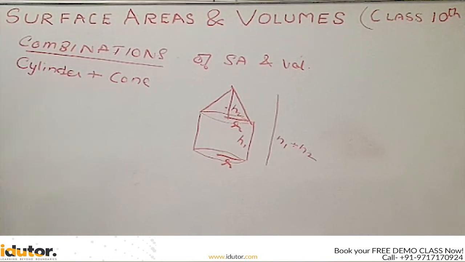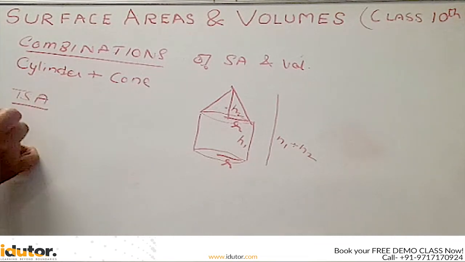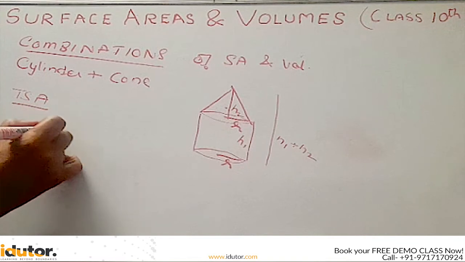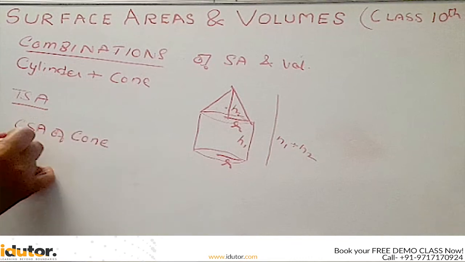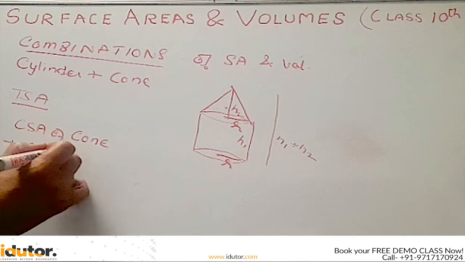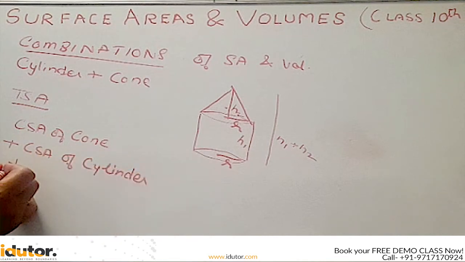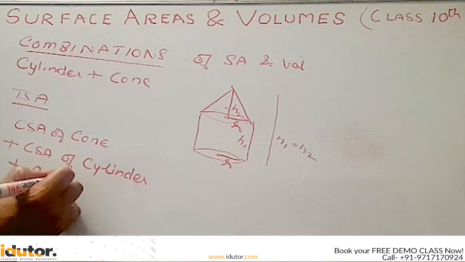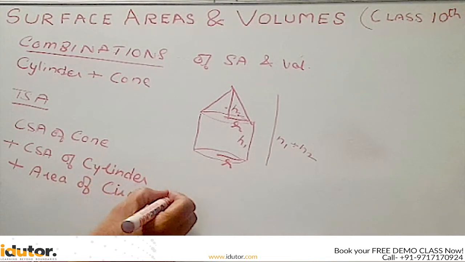Now, if we also want to find the total surface area, let's find the total surface area of this figure. TSA, the total surface area, will be TSA of cone plus TSA of cylinder plus area of circular base.